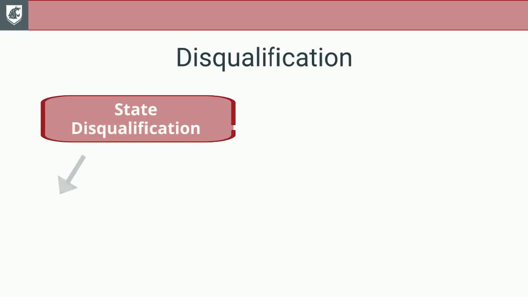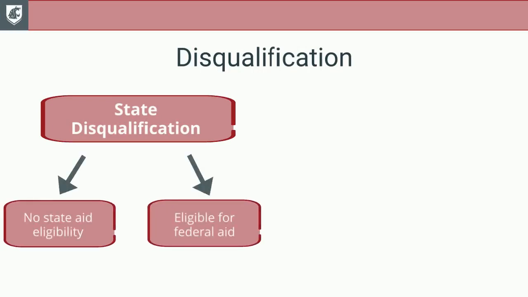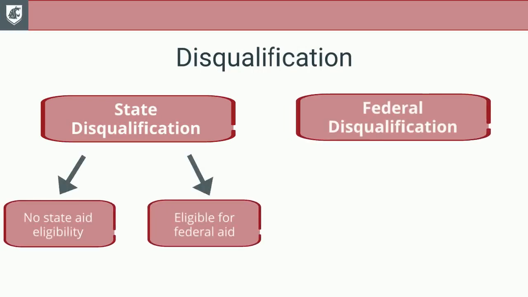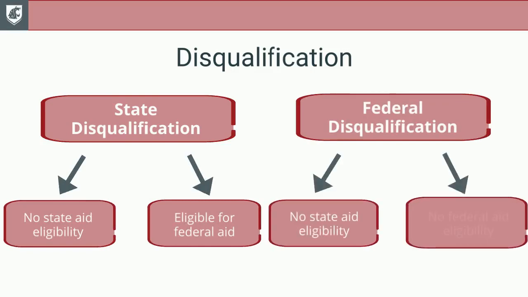It is also important to note that it is possible for a student to be disqualified for only one type of aid at a time, or both. For example, if a student is disqualified on a state level, they may still be able to receive their federal aid. However, if a student is disqualified on a federal level, they will be ineligible for both types of aid.